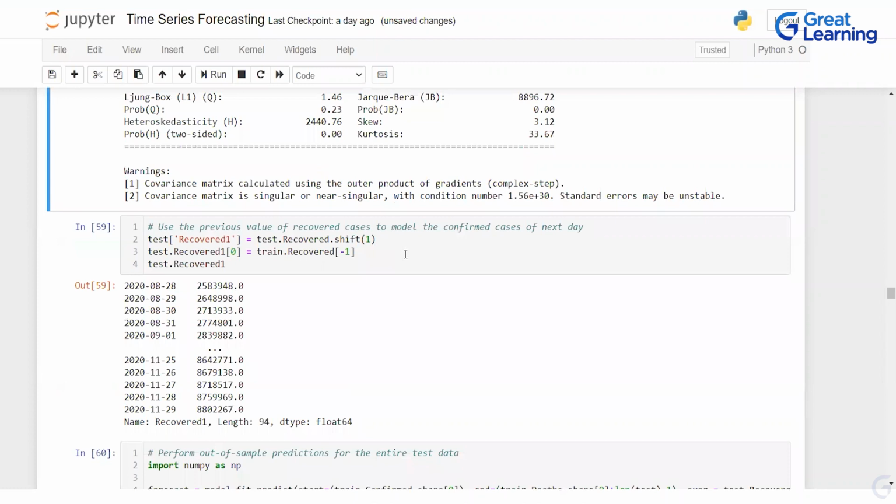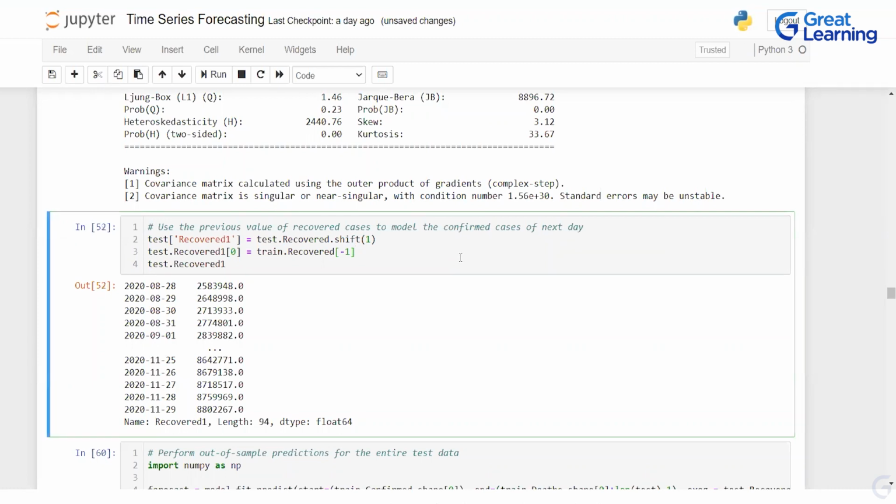Now, what I am going to do is use the previous value of recovered cases to model the confirmed cases of the next day, because I don't have an input for the exogenous variable. It works like your machine learning model only. I need an input to predict for the next day or next time frame. So I'm just taking whatever the previous value is and putting it as my recovered cases value for the ones that I have to forecast confirmed cases on. So it behaves something like your machine learning model.